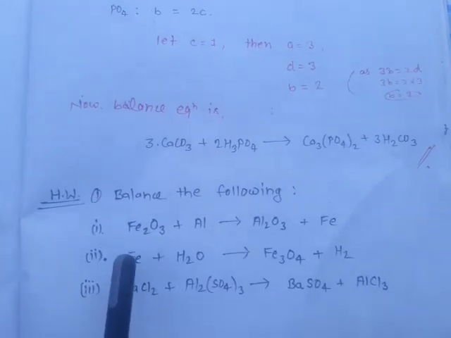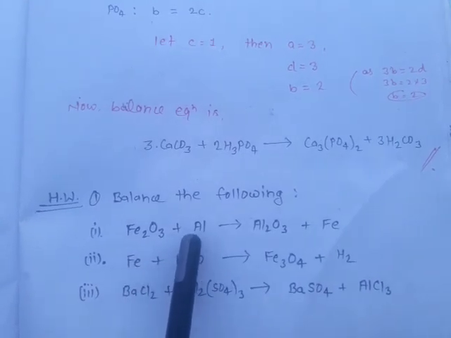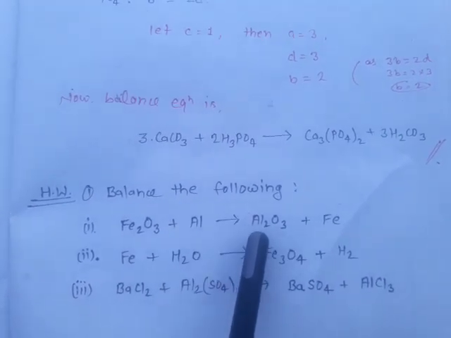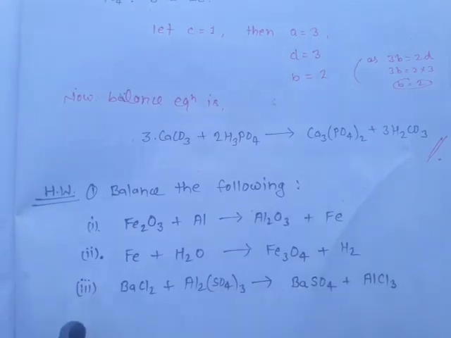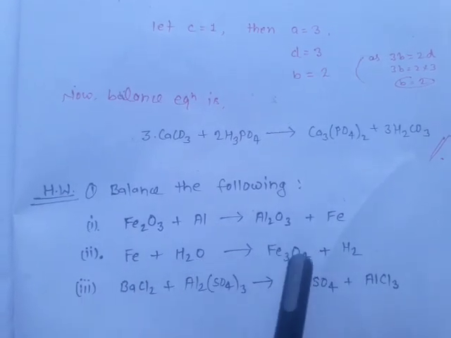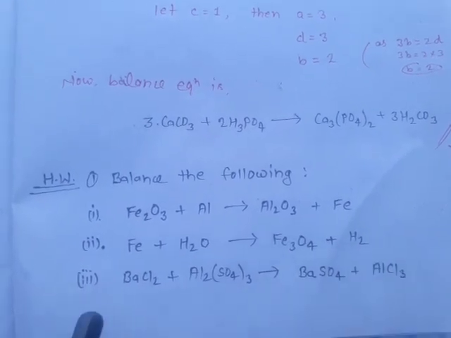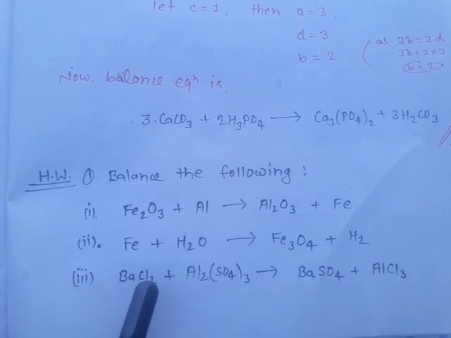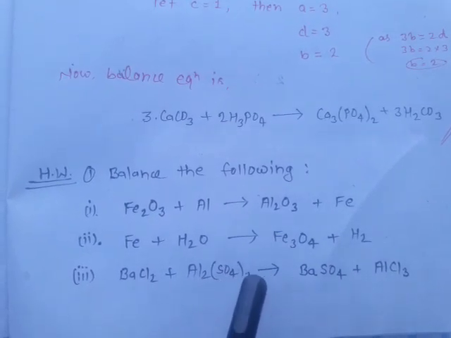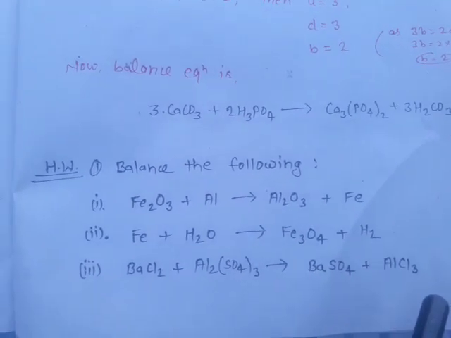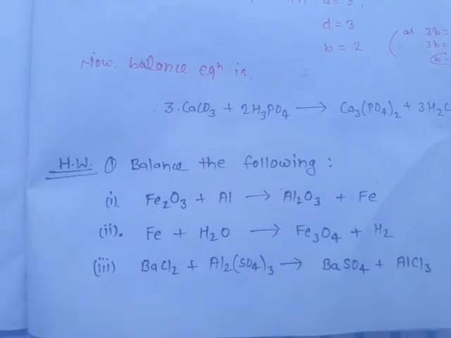Balance the following: Fe3O3 plus aluminum gives Al2O3 plus Fe. Second one is Fe plus H2O gives Fe3O4 plus H2, and barium chloride plus aluminum sulfate gives barium sulfate plus aluminum chloride. Balance these equations.